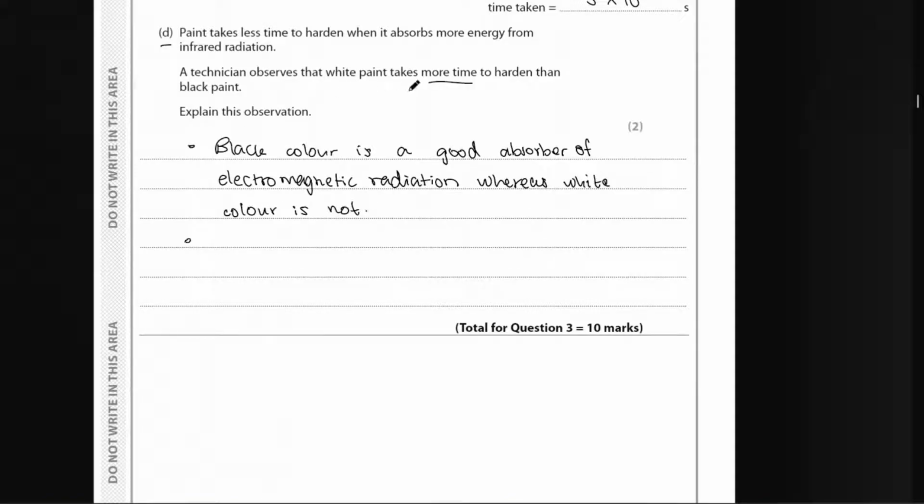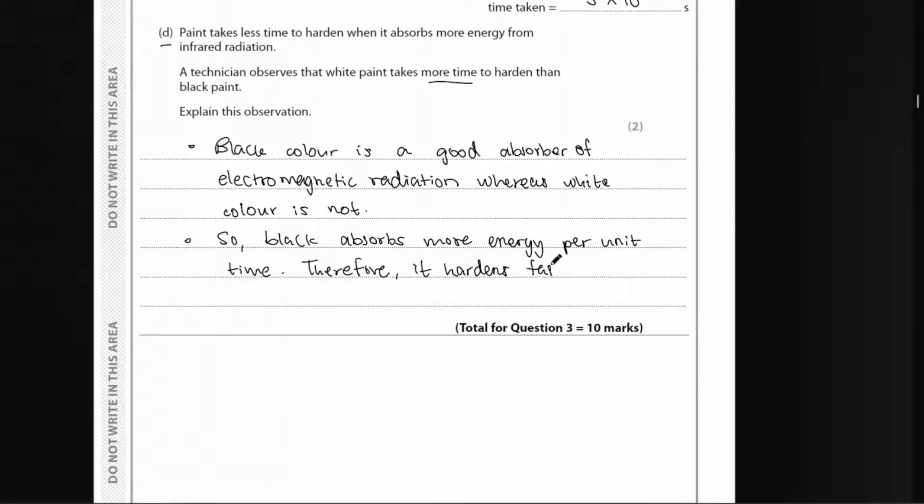So why does white take more time? That's because black absorbs more energy per unit time. Therefore, it hardens faster than white paint.